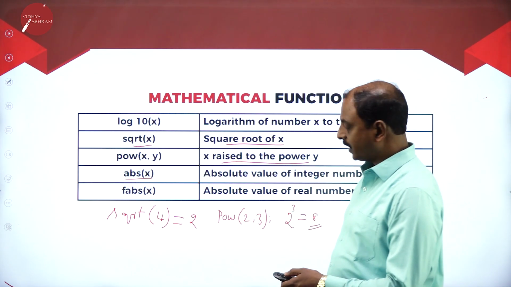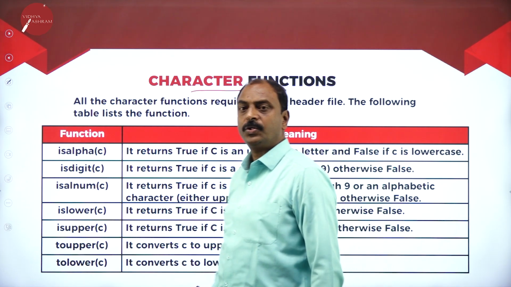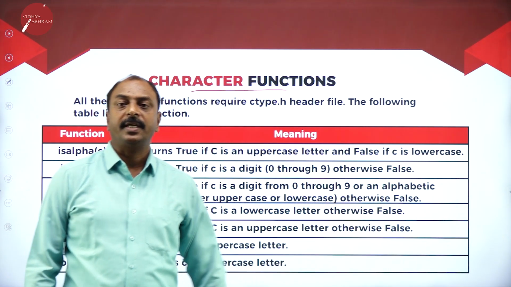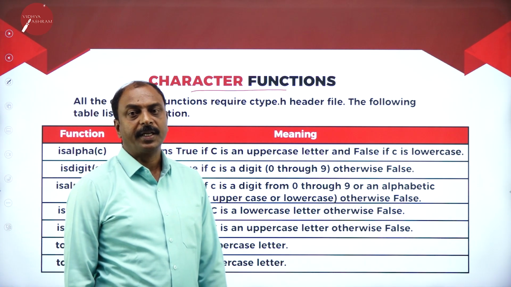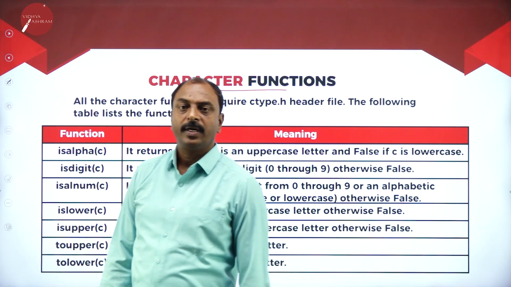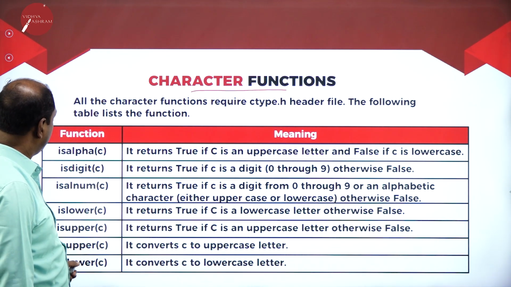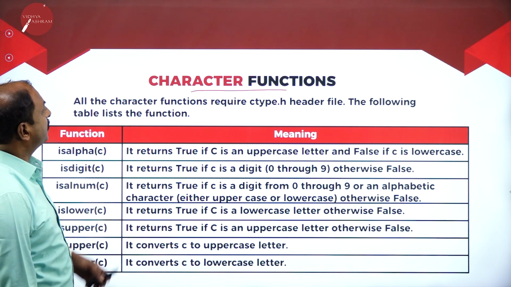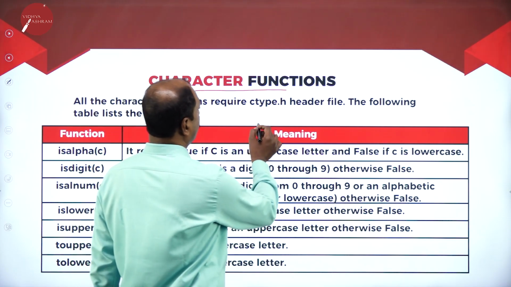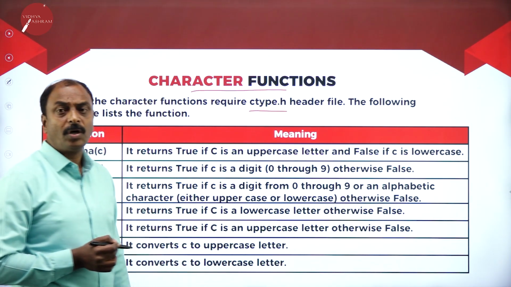Now let us move on to the next slide. The next one is character functions. Now you know what characters are. A character constant is nothing but a single character enclosed within a pair of single quotation marks. In this example, these are the inbuilt functions to work with characters. If we want to make use of the character functions, we have to include the header file ctype.h.